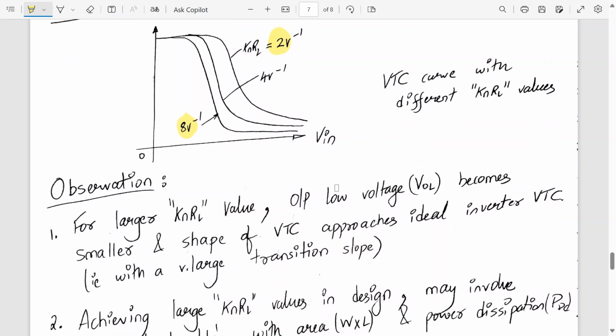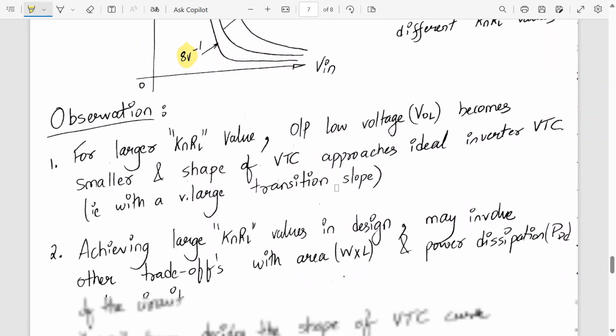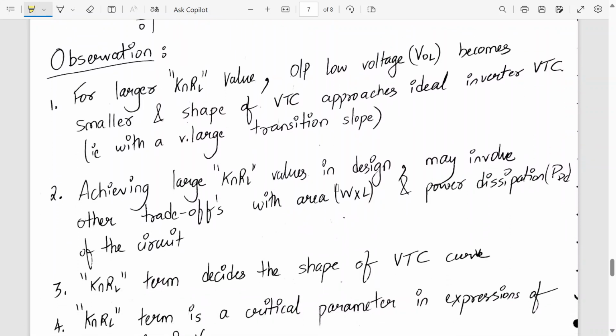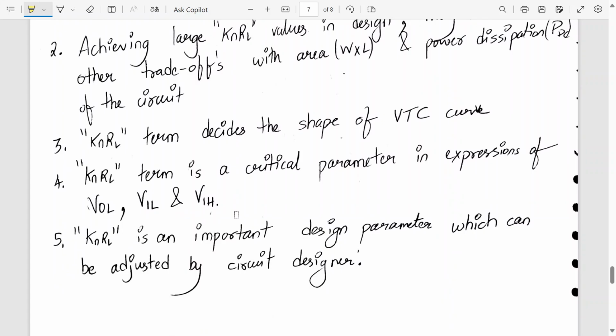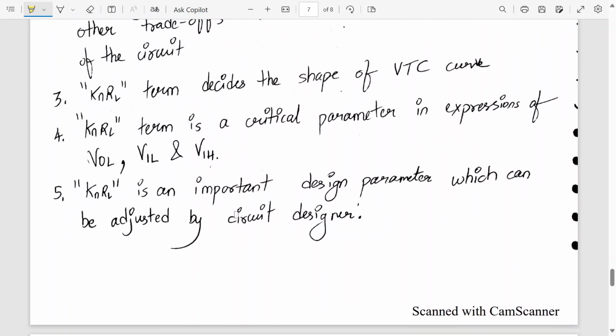Achieving large Kn into RL is a design headache because we have to also involve the trade-off between the area, which is W into L, and power dissipation of the circuit. But your Kn into RL term decides the shape of the VTC curve. It is a critical parameter in the expressions of VOL, VIH, VIL, right? All the expressions contain the Kn into RL term, and it's an important design parameter which can be adjusted by the circuit design engineers.